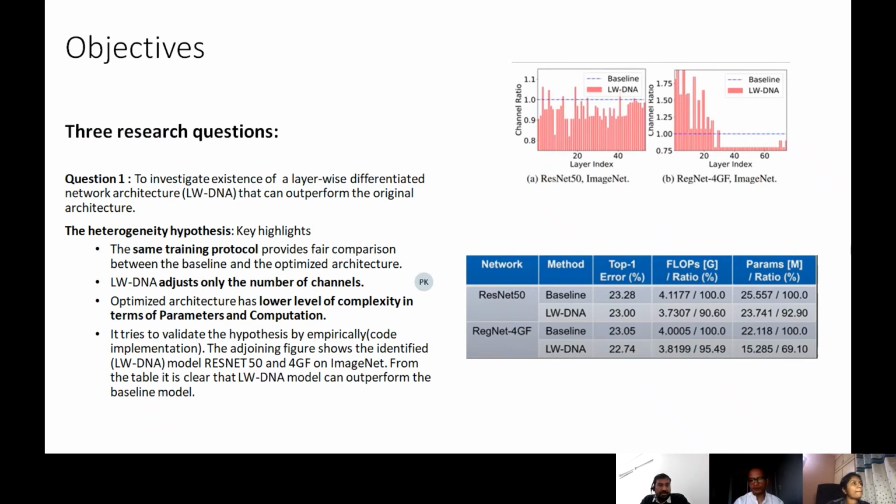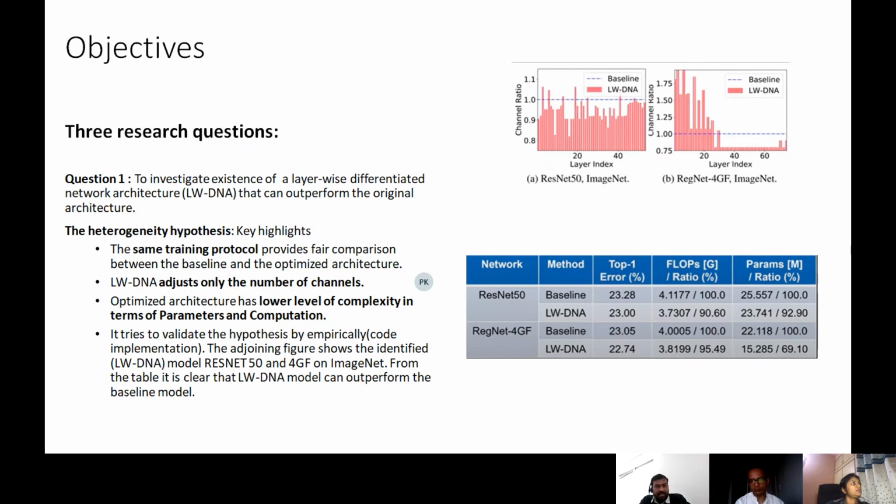So the three key problems which I mentioned at the beginning, I will discuss those now. The first is to investigate the existence of LWDNA that can outperform the original architecture, and the heterogeneity hypothesis comes to the rescue, highlighting three key points. One is the same training protocol, which provides a fair comparison between the baseline and optimized networks. Second, it only adjusts the number of channels in a given layer, so it doesn't grow or decrease the number of layers, but only plays with the number of channels.